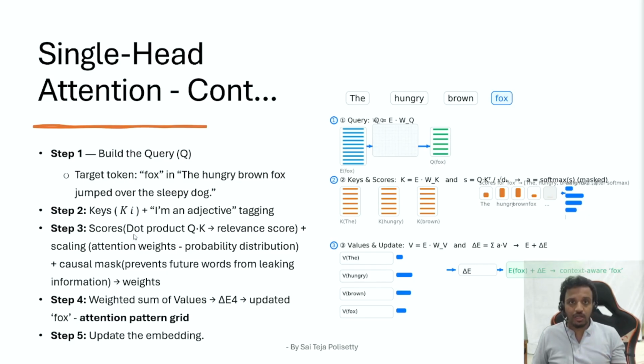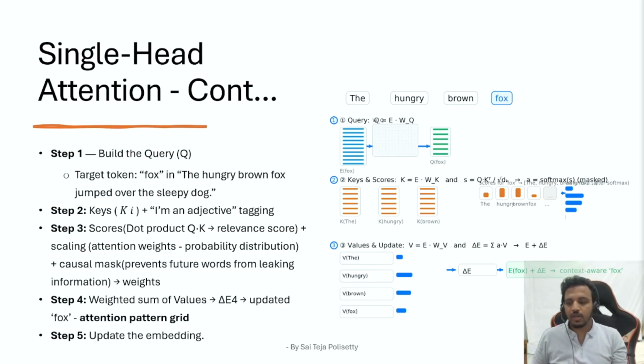Once the scoring is done, we will give values to the words which we think are relevant, and this is how we will update the embeddings n number of times. So these are the four steps, and finally updating the embeddings. That's all that is happening in single head, and let me deep dive into each of the steps.